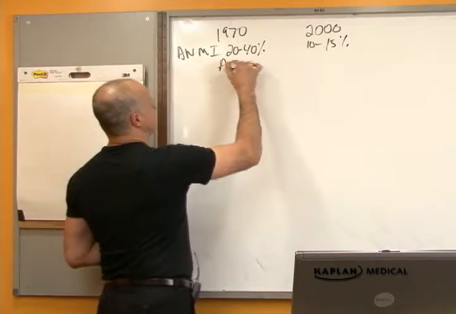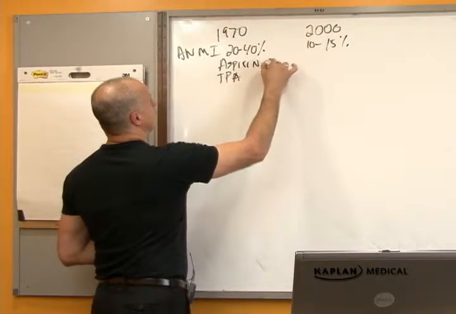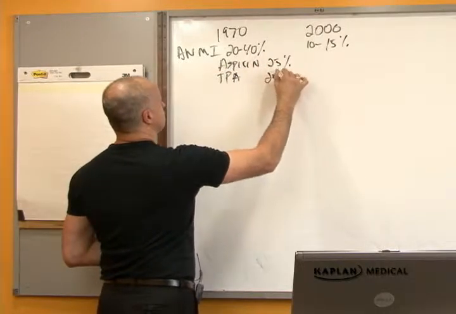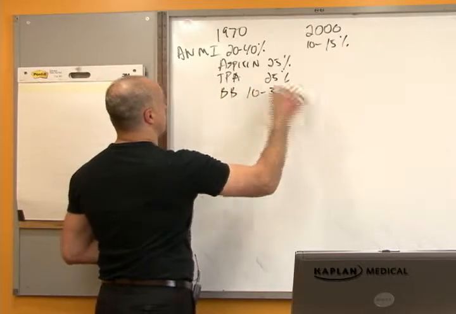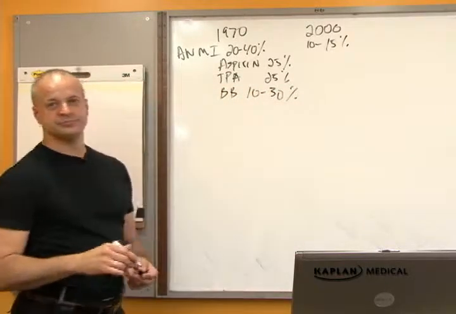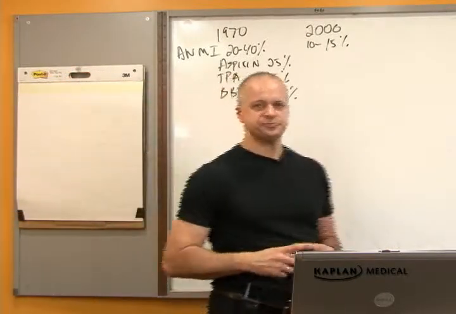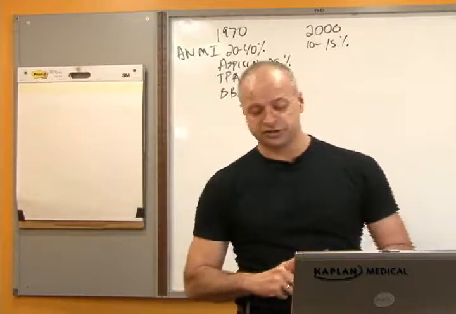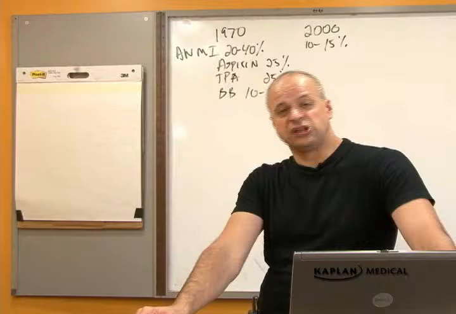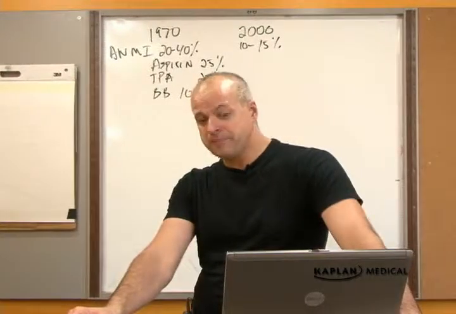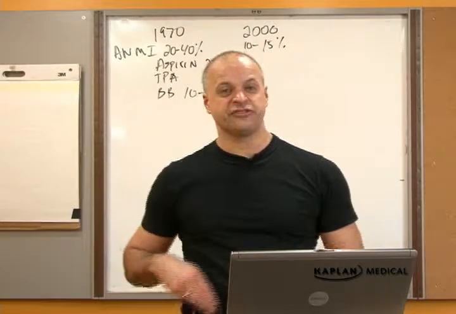Aspirin resulted in a 25% relative risk reduction. Thrombolytics and angioplasty resulted in a 25% relative risk reduction. Beta blockers somewhere between 10 and 30% depending on how you look at it. So people are alive. The survival from myocardial infarction has markedly improved, and many of those people are alive and normal now, but many more of them are alive and suffering from congestive heart failure.